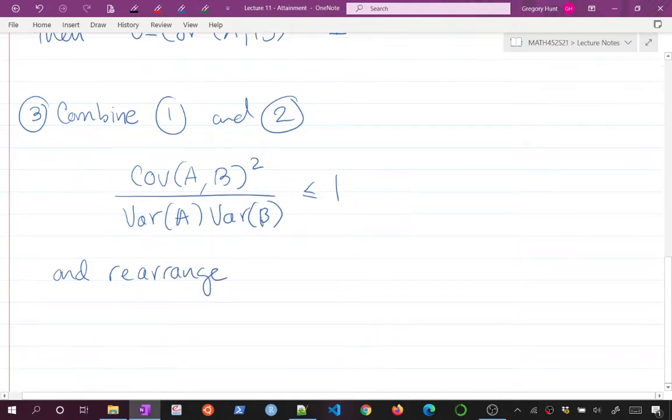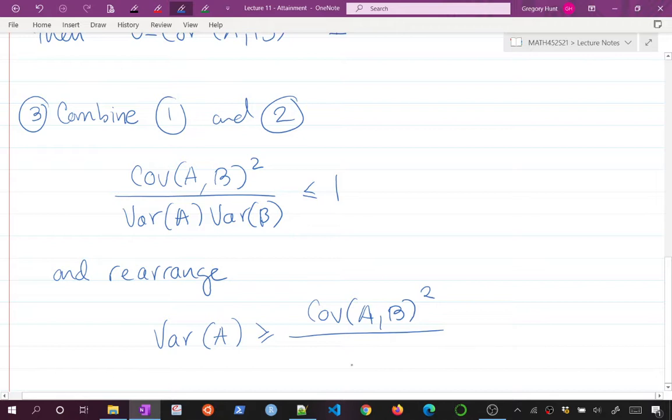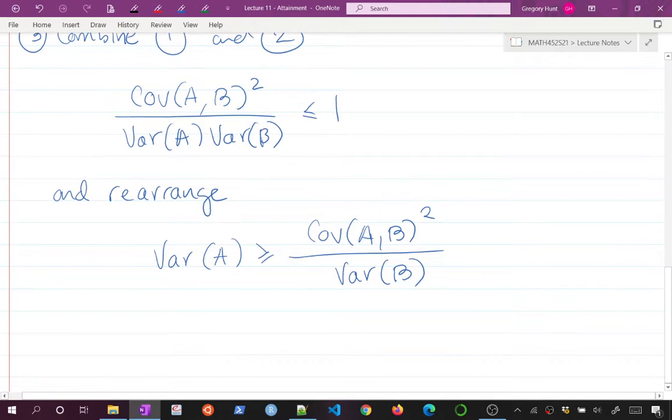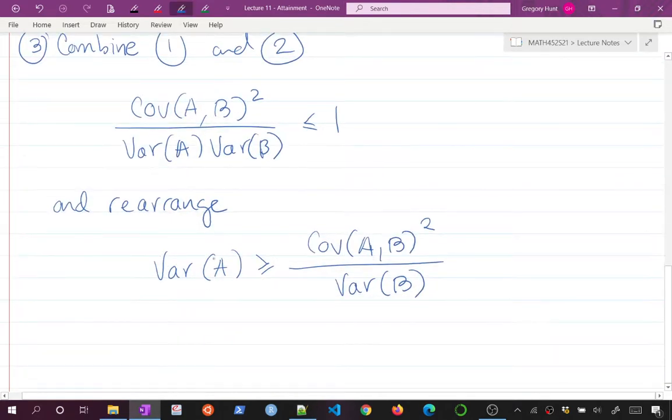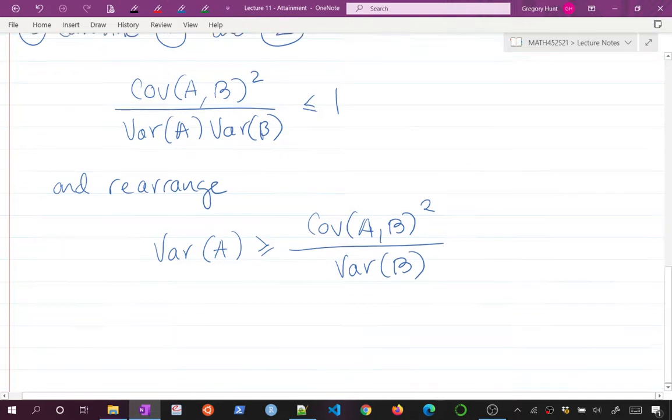And I can rearrange by moving, doesn't matter, pick A or B, over to the other side. Let's say this says that the variance of A is greater than or equal to, so I'm just going to multiply both sides, the variance of A is greater than or equal to the covariance of A, B squared divided by the variance of B. So this is looking pretty familiar at this point. If we go back up to our Cramér-Rao theorem, it's the variance of theta hat is bigger than or equal to something squared divided by something else. And what we have at this point is the variance of A is bigger than something squared over something else.